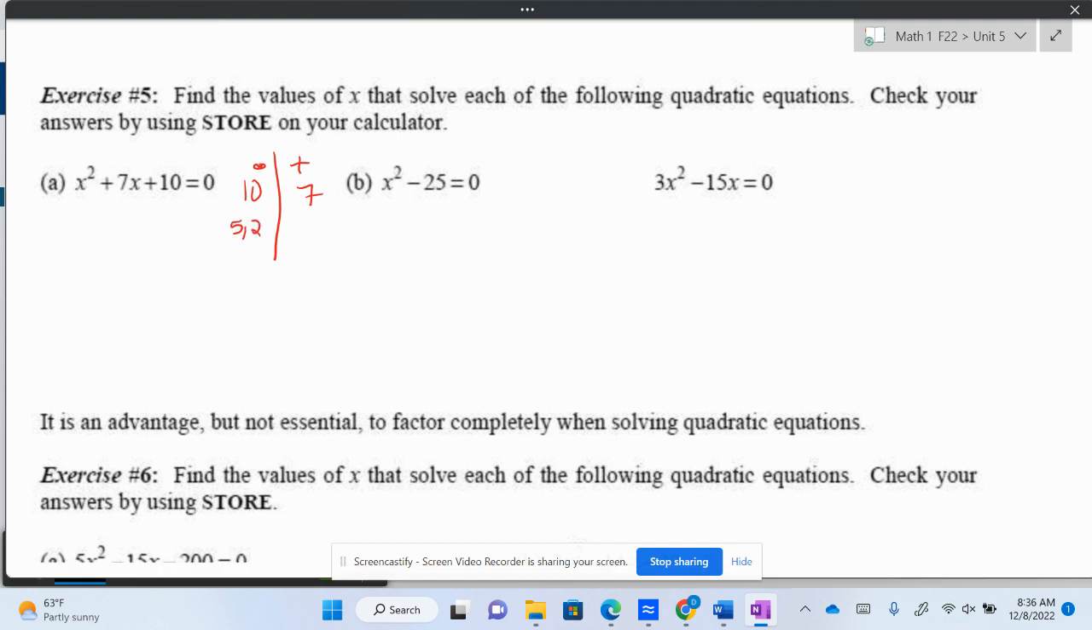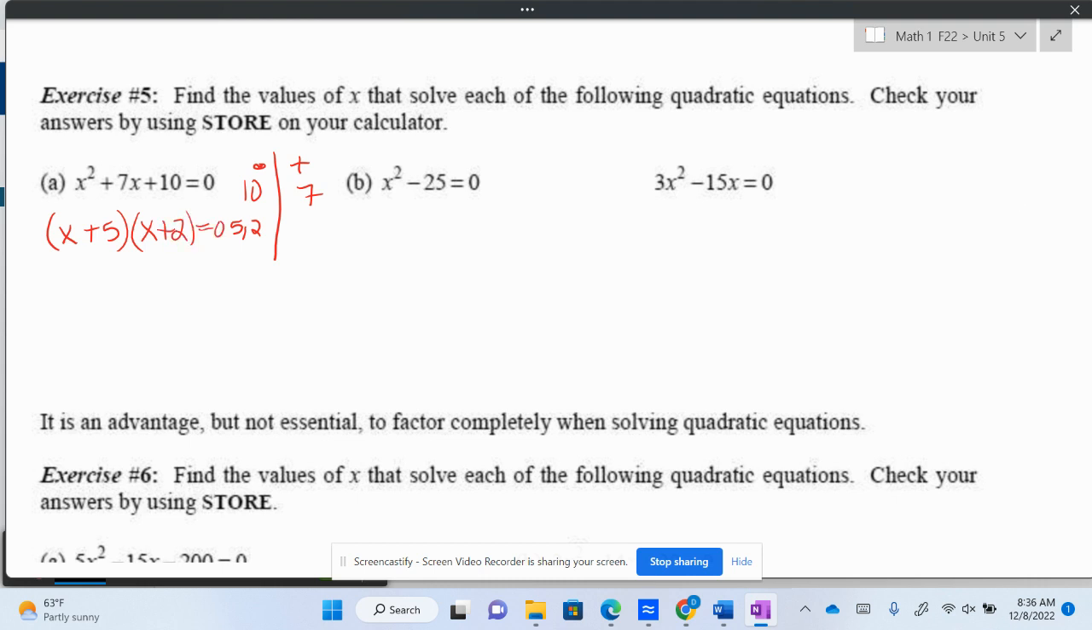Okay, someone tell me about the leading coefficient. What is the value of the leading coefficient? It's 1. And when the leading coefficient is 1, the factors that you choose are the factors that you use. So this factors out to x plus 5 times x plus 2 equals 0.